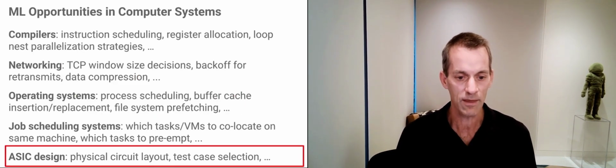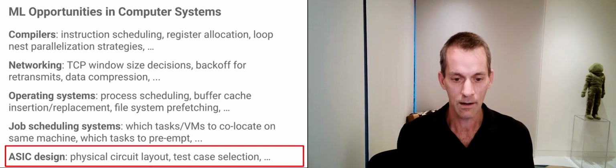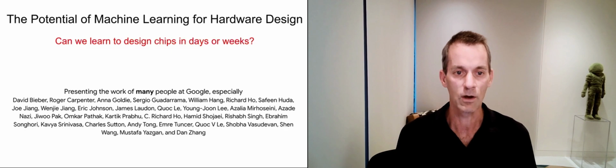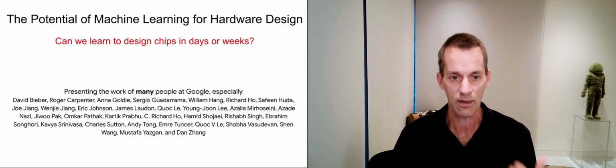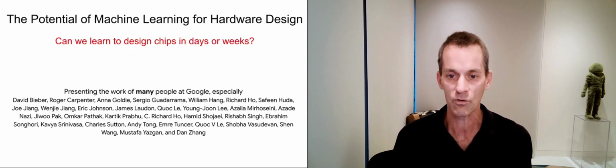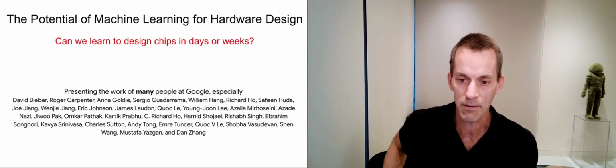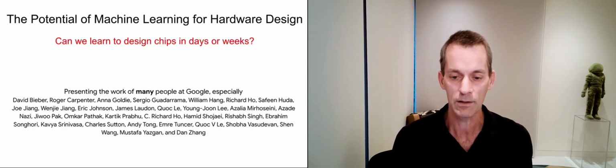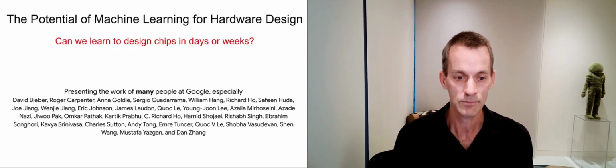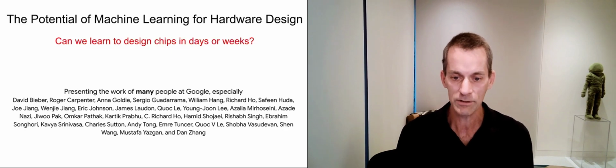So let's start with ASIC design, and in particular, a few different aspects of ASIC design. So there's a huge potential for machine learning to really improve the way we do modern hardware design. And I like to think of this as a long-term goal: how can we learn to design chips in days or weeks rather than the many, many months or even multiple years that it takes for doing that today? And this is the work of many people at Google that you see listed here.